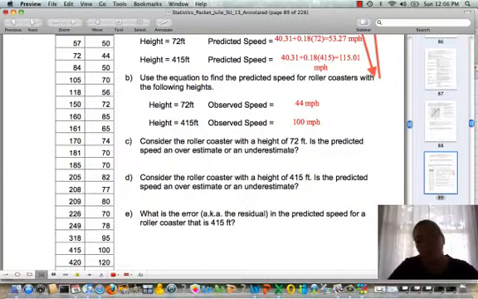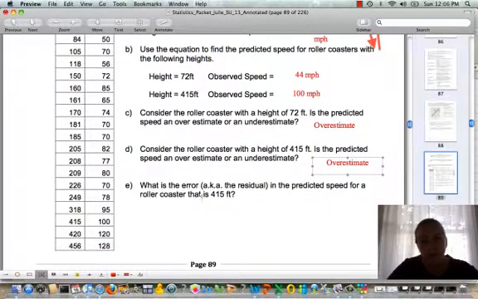So let's consider the roller coaster with the height of 72 feet. Is our predicted speed an overestimate or an underestimate? So if we look up top, the predicted speed was 53.27 miles per hour, and the observed speed was 44 miles per hour. So this is an overestimate. And then let's consider the roller coaster with the height of 415 feet. That had predicted speed of 115.01 miles per hour and an observed speed of 100 miles per hour. And so that also is an overestimate for the predicted speed.